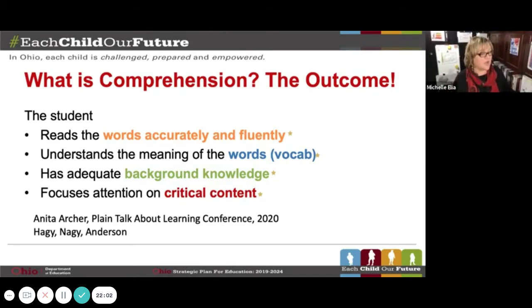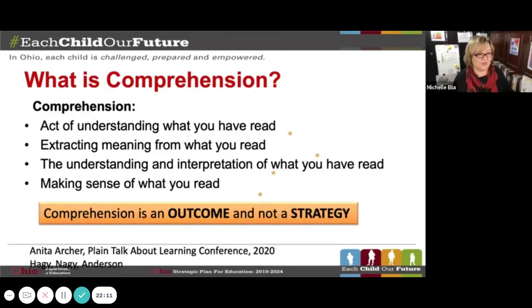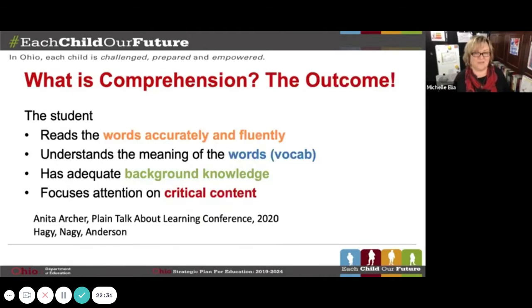So we know a student is comprehending when they can do all of these things, but it's the outcome of all of these things. So going back to this, comprehension is an outcome, it's not a strategy. As we think about those strategies, those are just ways to help our students dig deeper into a text, but those aren't comprehension. Comprehension is when the student can do all of these things. Make sense? Don't worry, we'll have a part to ask questions a little bit, and it's coming.